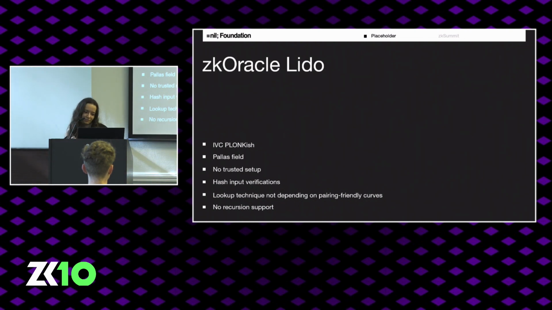And we have a custom cache, so it's obvious we don't need any additional recursion because we already have recursion inside the IVC approach.